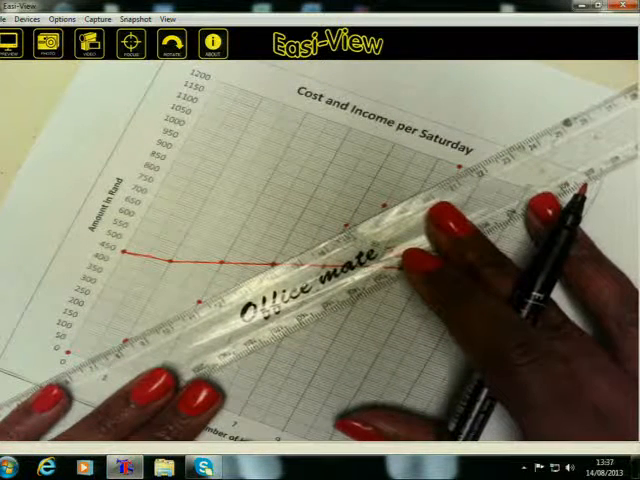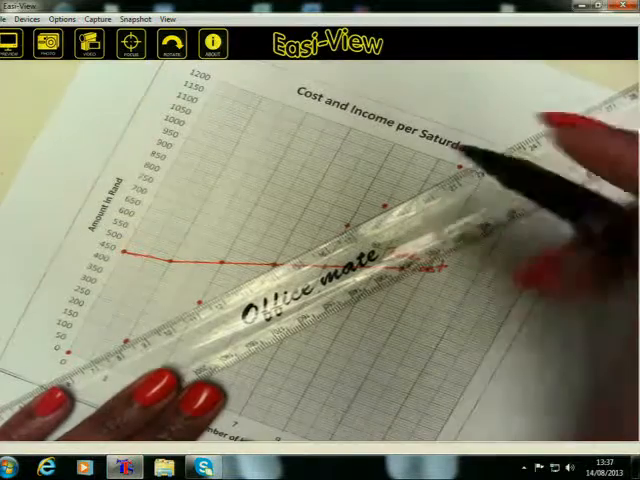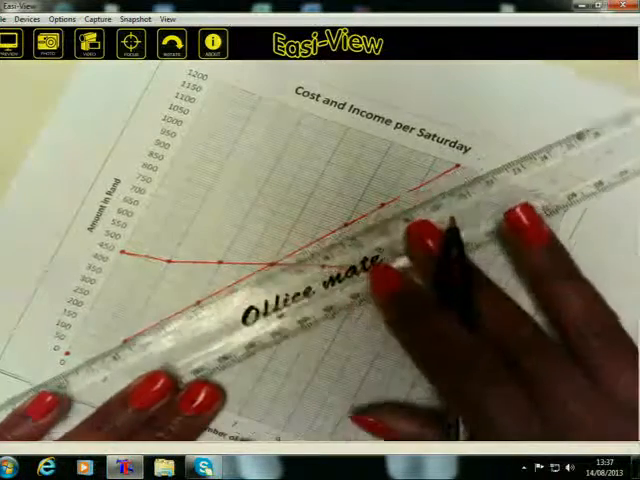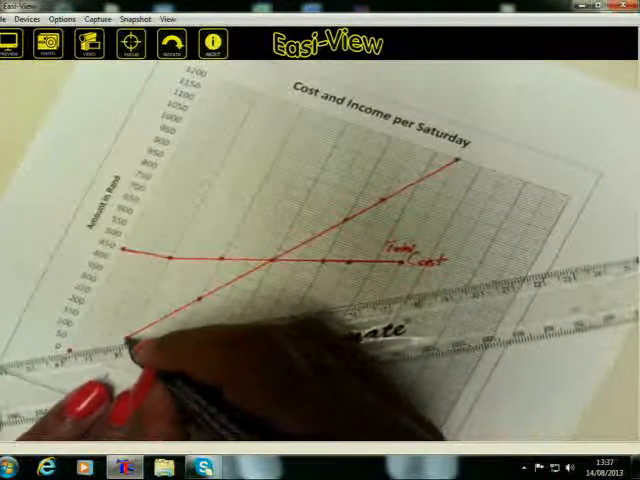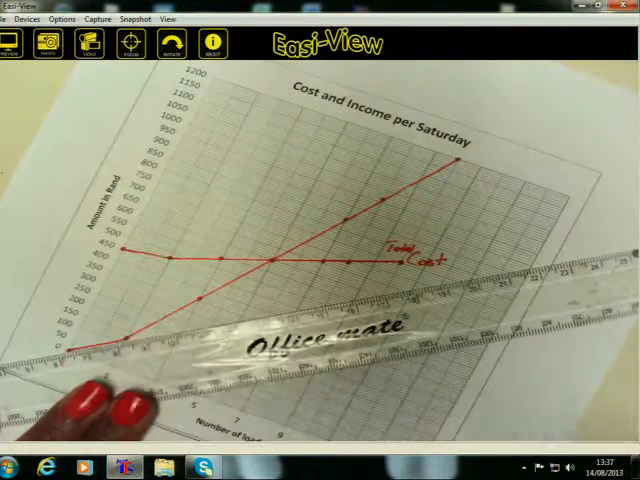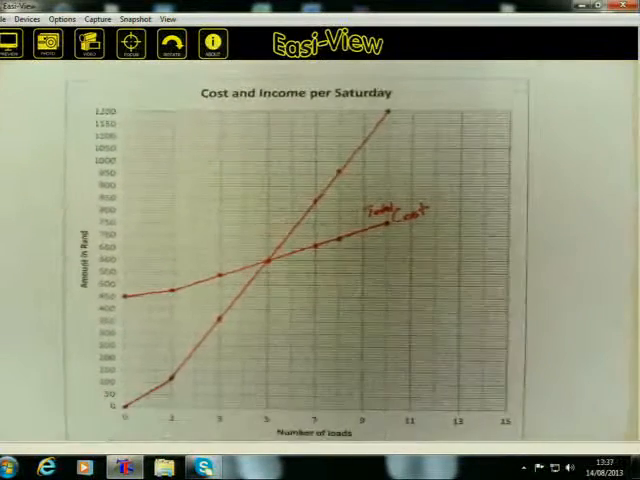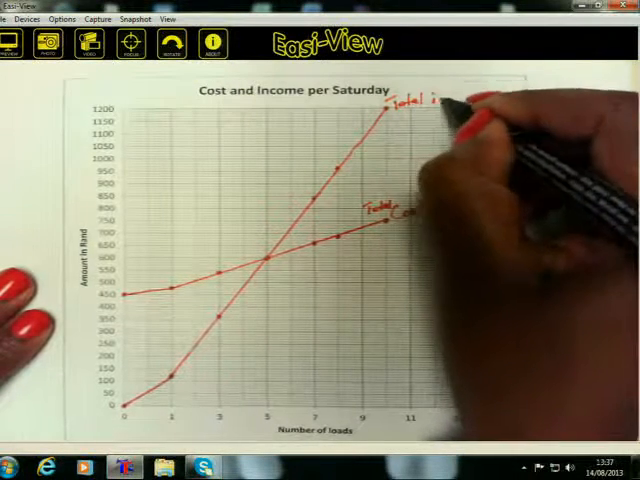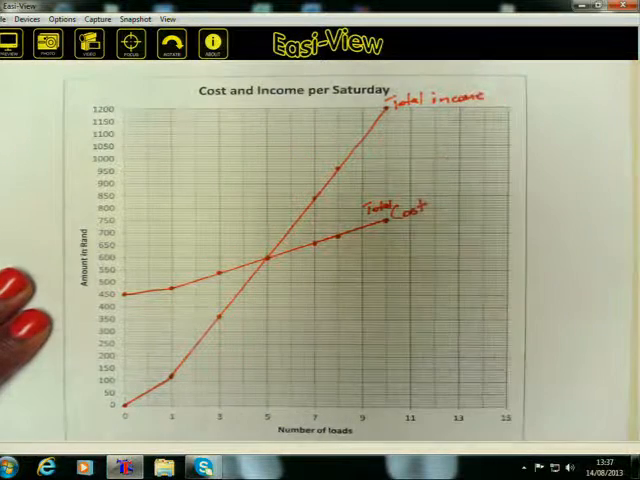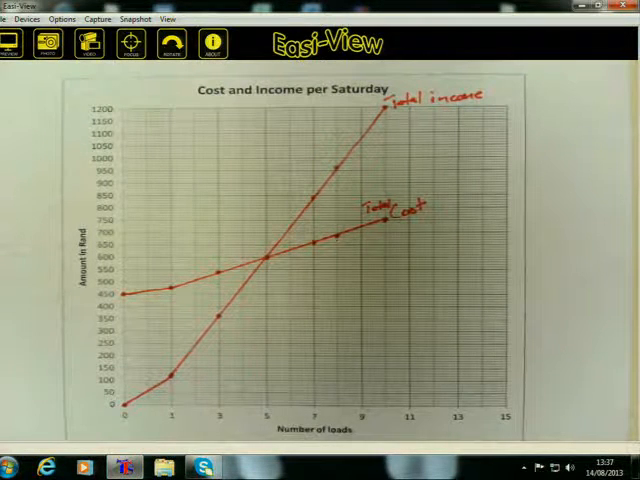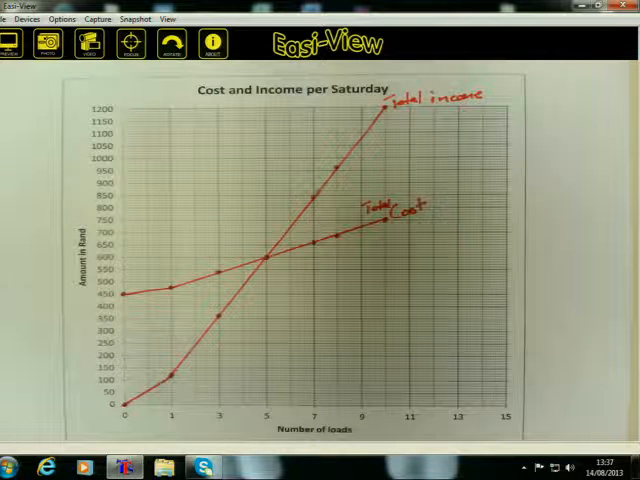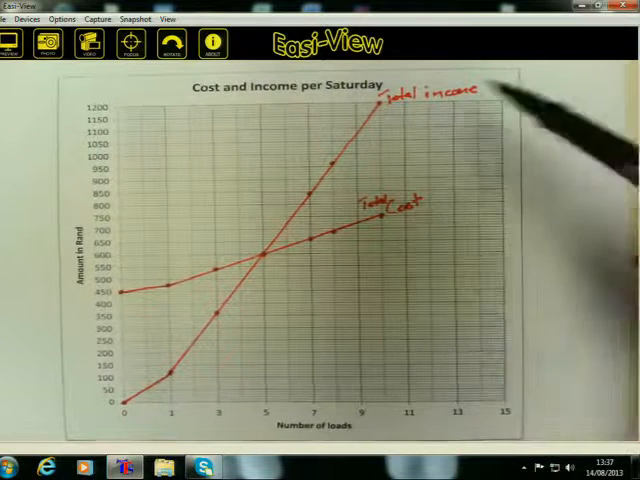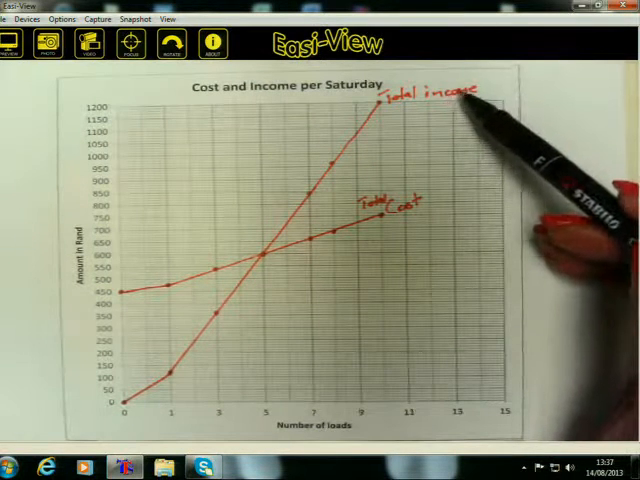Okay. I hope my line will be straight again. Okay. Now, let's label that graph total income. Remember, we are told to draw graphs of the cost and graph of the income. Now we have drawn the 2 graphs. This one will be the total cost and the other one will be for the total income.